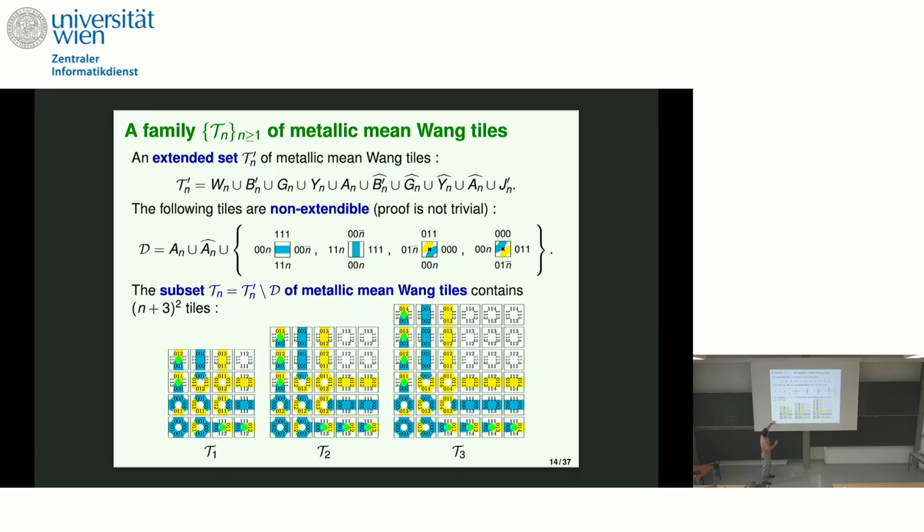How many of them? N plus 3 squared. Because you have 7 junction tiles remaining. You have n plus 1 green, n blue, n yellow, times 2, plus n squared. That's n plus 3 squared. Works for all n. And then maybe you can ask, why do we need this extended set? There are at least 2 reasons, and we will see it in the next slides.